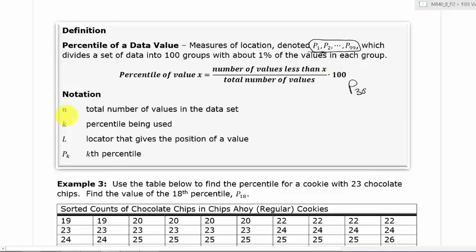So, some notation again. Lowercase n is the total number of data values in the data set. K is the percentile being used, so the notation for this is P with a little k, and then we replace the k with whatever percentile we want to talk about. Capital L is the locator that gives the position of the value. And P sub k, again, is the kth percentile. So that's the notation that we use here.